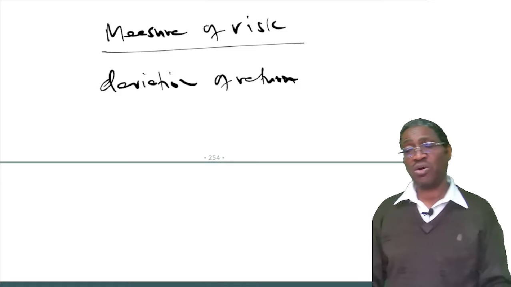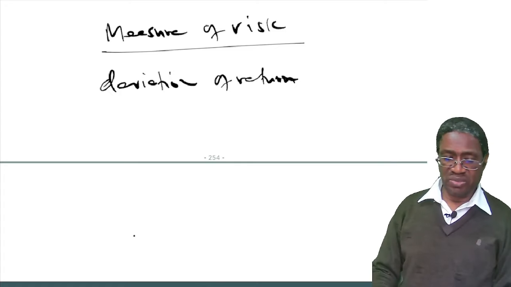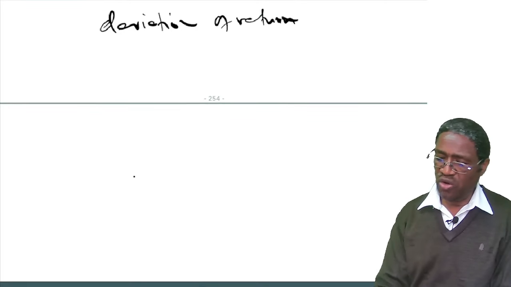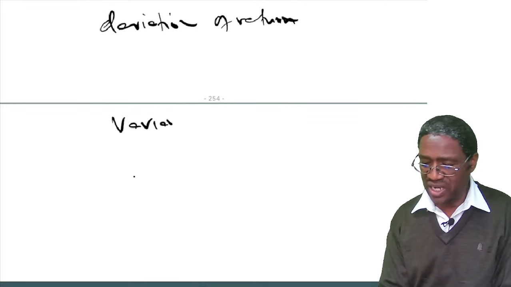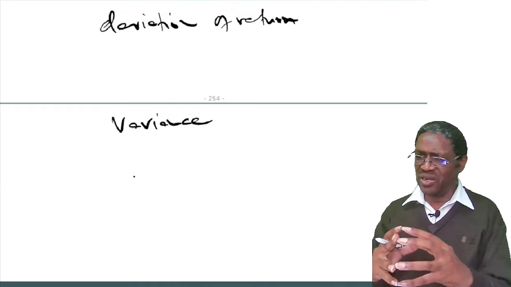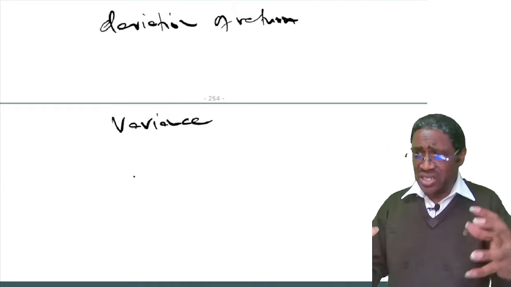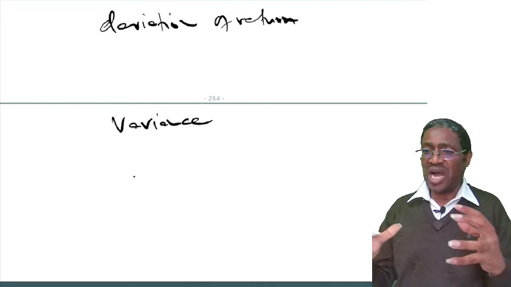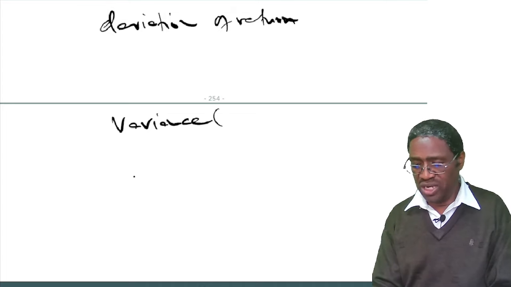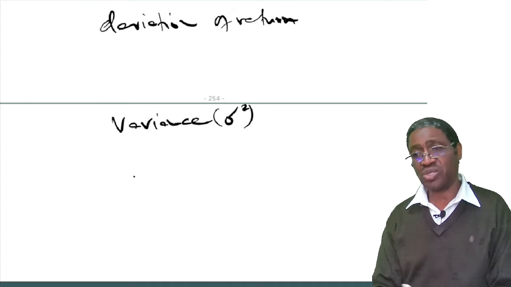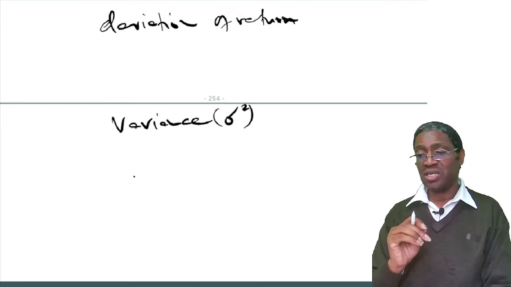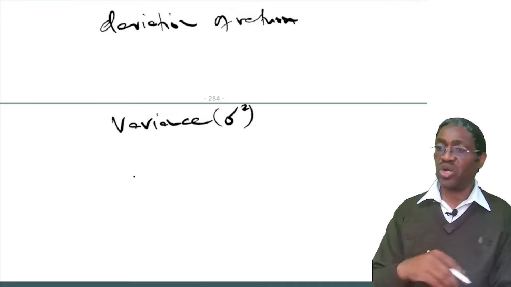There are two ways of measuring the risk of an investment. And one way of measuring the risk is what we call the variance. Even the term variance means how it varies from a particular point, how the return varies. So you can compute what we call the variance. We normally use the symbol theta square for the variance. Okay? That is one measure of risk. We call it the variance.